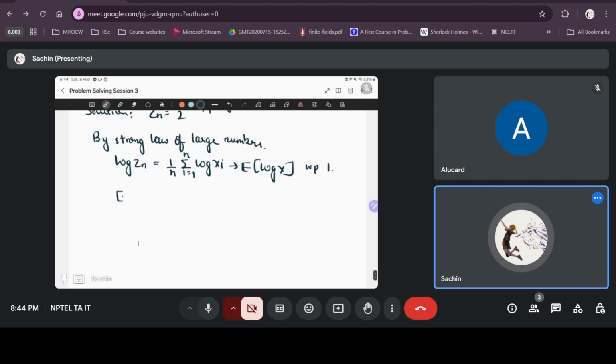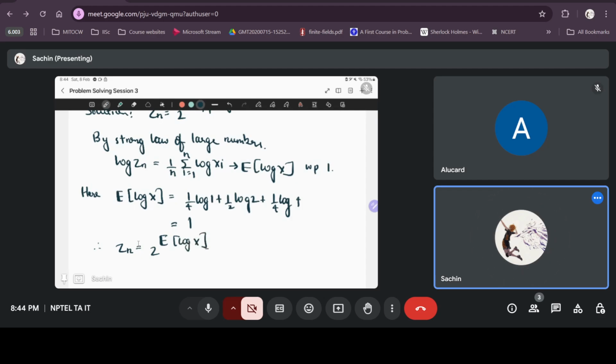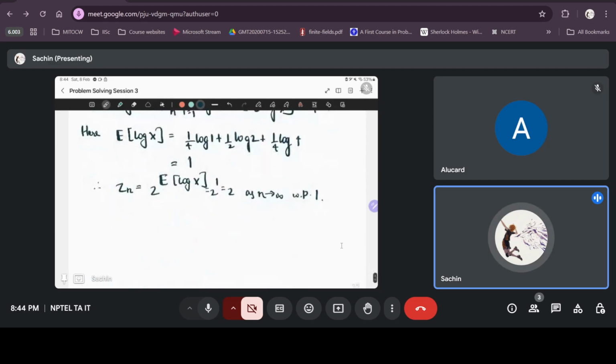Now for this experiment, the expected value of log x is 1 by 4 log 1 plus half log 2 plus 1 by 4 log 4, which is 1. Therefore, Zn is 2 power e to the log x. It's 2 power 1, which is 2, as n approaches infinity, with probability 1, which is option D.